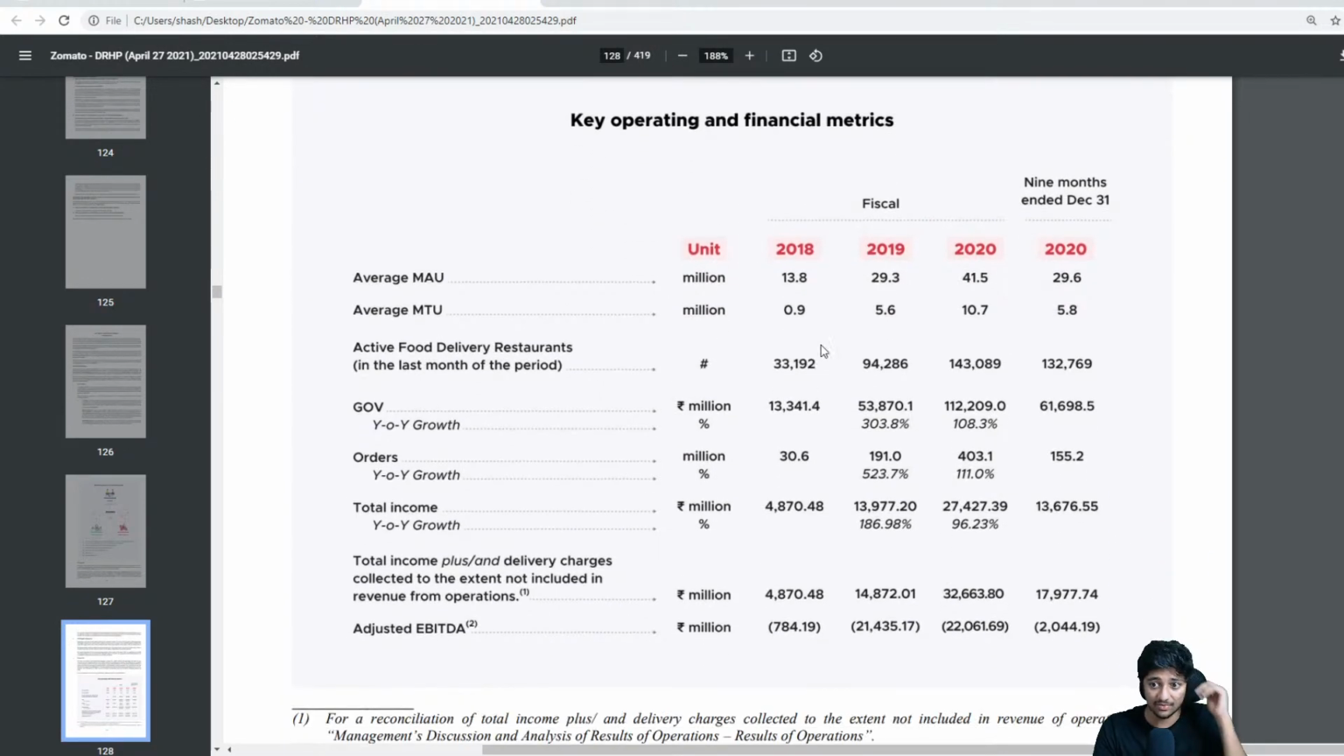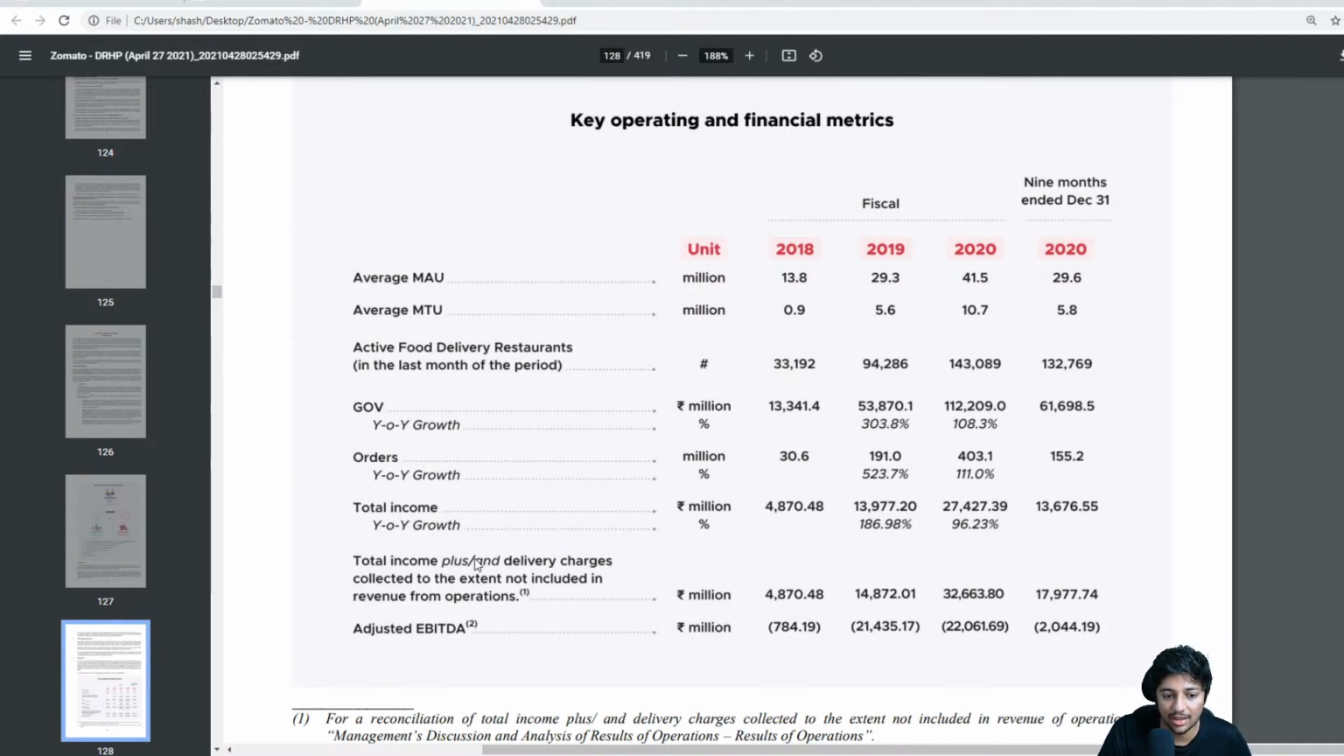Now see how much money they made from that, and see how the money has been growing. In 2018, first this is called monthly average users, monthly tracked users. Then we have active food delivery restaurants. GOV is something I'm not sure what it is, but I'm assuming it's gross order value. Active food delivery restaurants. Look at the number of jump in the active food delivery restaurants. 33,000 restaurants, 94,000 restaurants, 150,000 restaurants almost. If you look at the number of orders that were being placed on a year-on-year basis, 30 million orders, direct 500% jump to 191 million orders, and then 403 million orders. Just look at this, 403 million orders on this. And if you look at their EBITDA is basically their loss, but let's not look at that.